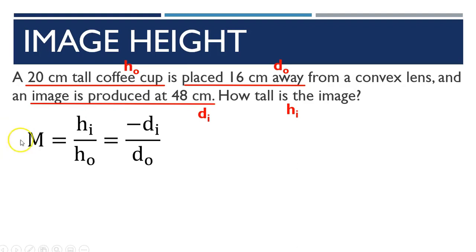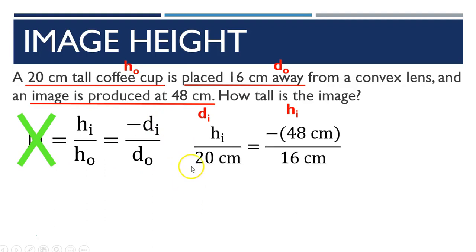And again, we've got the same equation, M equals HI over HO equals negative DI over DO. Well, we don't have magnification, but we don't need it, remember. You just need two pieces. One piece on the left side of the equal sign and one piece on the right side of the equal sign. So we can ignore that M, and we're left with this piece, HI over HO equals negative DI over DO. And the first thing that you're going to do is plug in what you have.